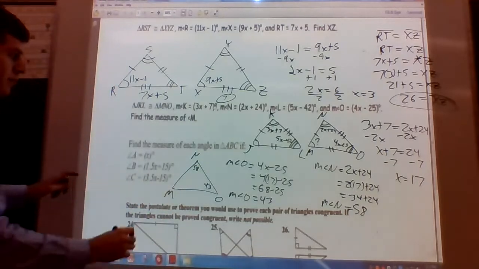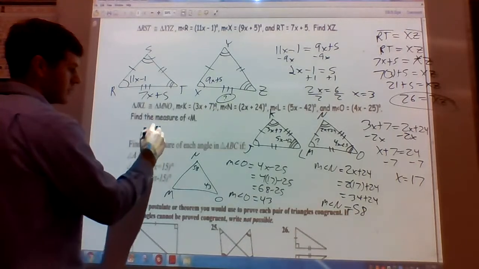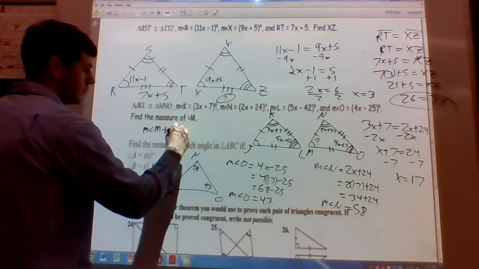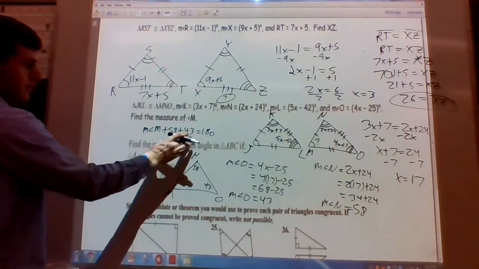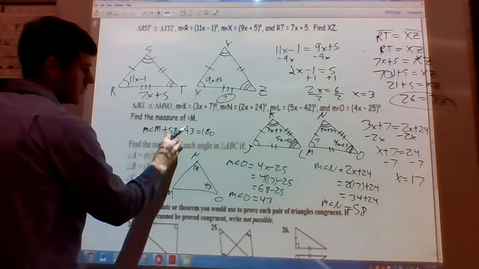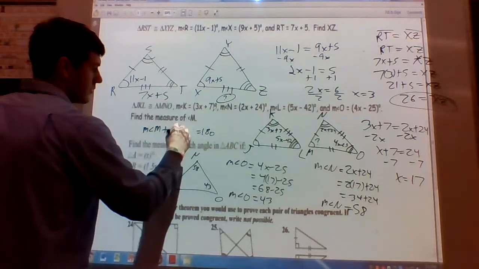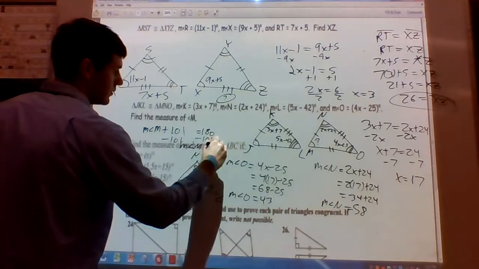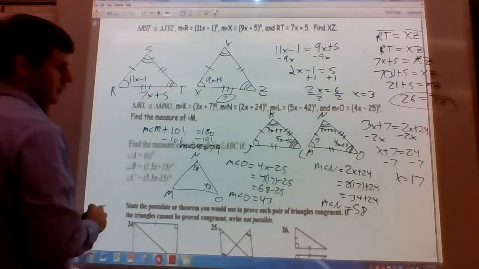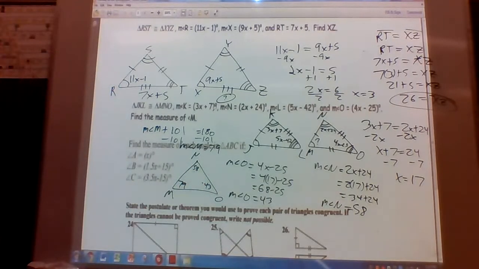So the measure of angle M, this is all over the place. Measure of angle M plus 58 plus 43 is going to equal 180. Okay. So then 58 and 43 is going to give us 101. Subtract 101 from both sides. The measure of angle M is 79. Wait, sorry, yeah, 79. Okay, so 79 plus 58 plus 43 should give us 180.